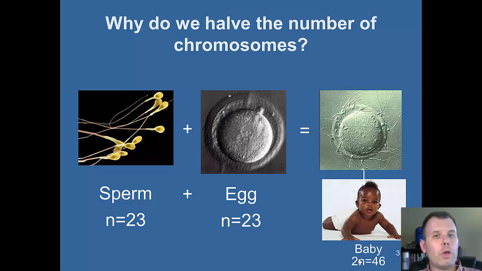Okay, so in order for things to work properly, we have to reduce the number of chromosomes in the sperm and eggs before they come together and fertilize to make a new offspring, so they have the correct number. That's really important. Why do we reduce? Because you want to have the correct number in the baby.